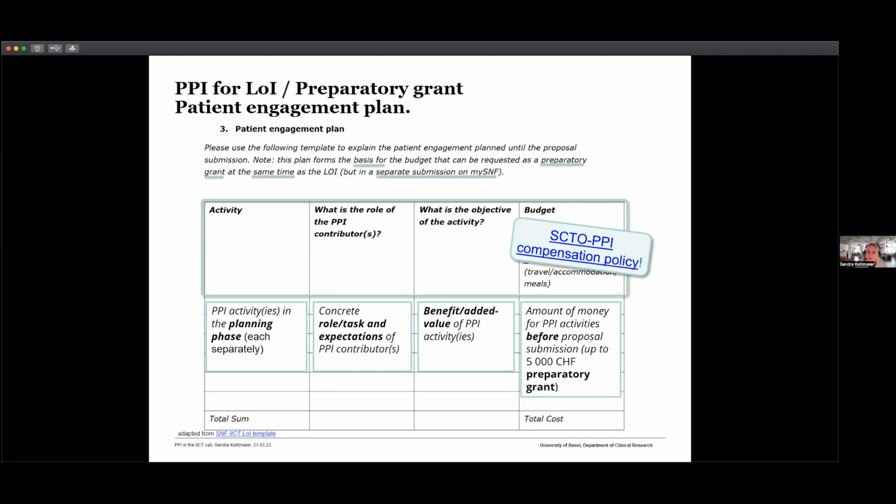And as Tamara mentioned before, there is the SCTO PPI compensation policy. I called it compensation policy, but it is the remuneration policy, which is so hard to pronounce. You can have a look there if you want to decide what kind of money will be reimbursed.